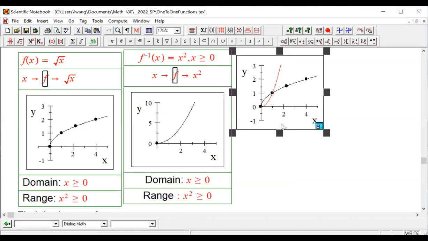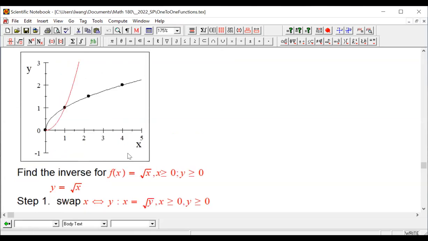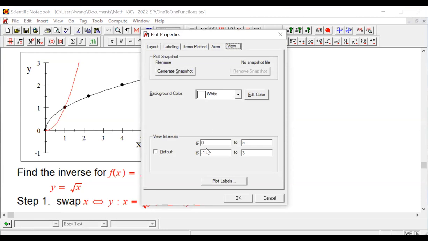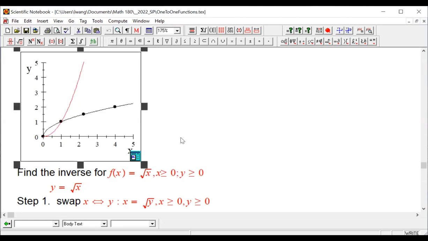Okay, and then I'm going to make the scale a little bit better. See, the scale is not quite comparable. So we can work that. Okay, so I'm going to make them comparable scale. They're all in the first quadrant. Okay, are they comparable on scale? So this one, it's a little bit off.